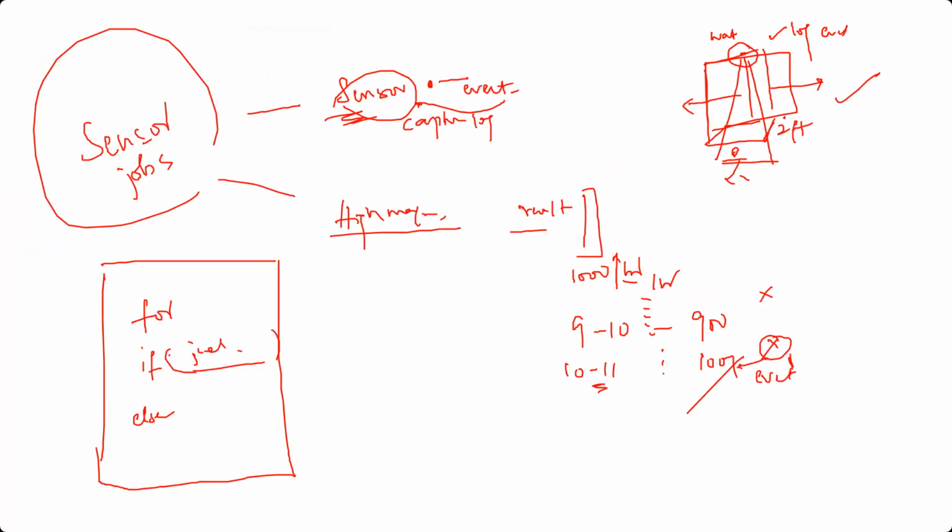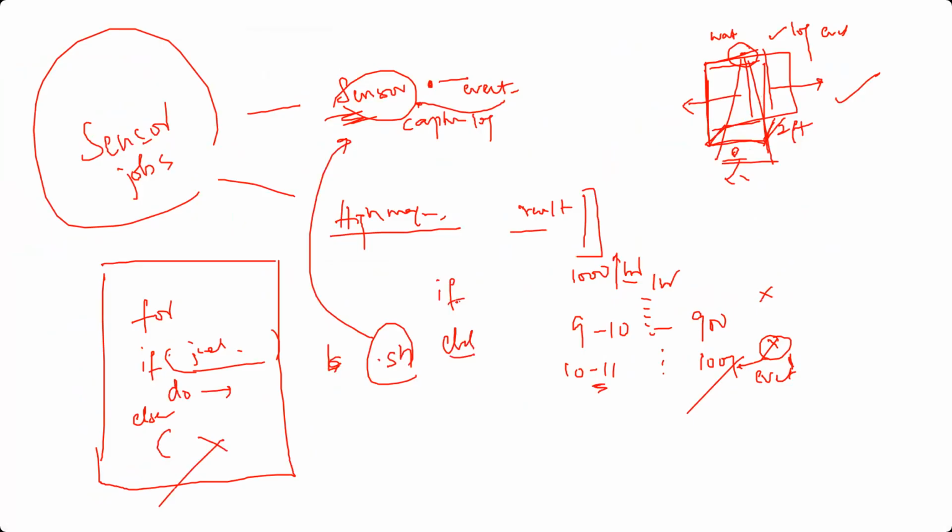If an object is found in the 2 feet radius or 2 feet length of a sliding door, do this action. If not, else do nothing. So all your bash scripts which are written for sensing jobs either use classic if else, nested if else, or for loops. So for every iteration it will check.